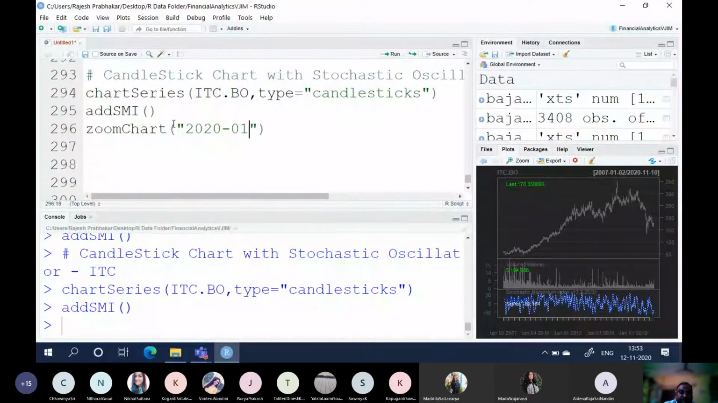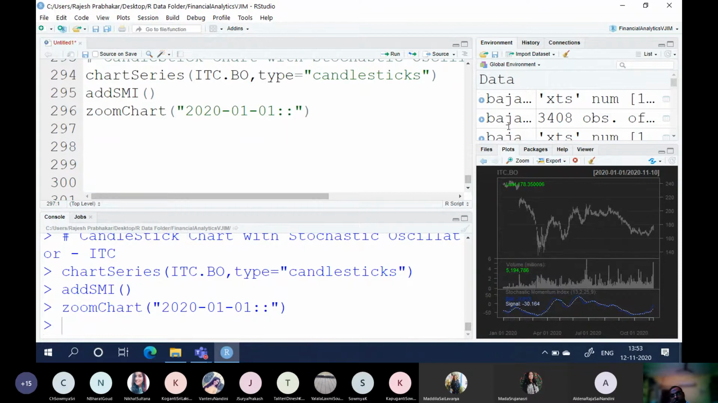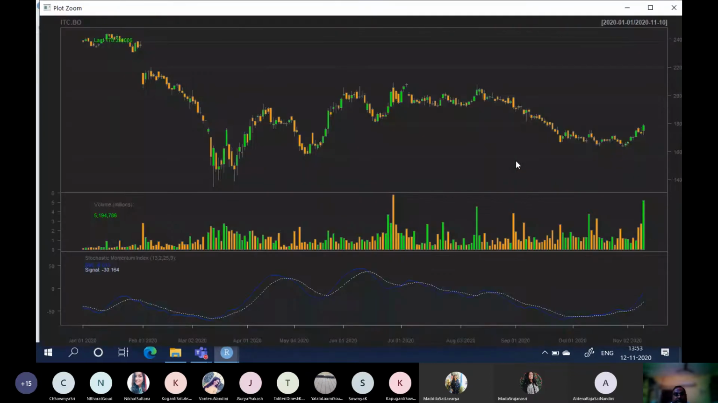2020 hyphen 1 column, sorry. Today I don't know why it is bouncing. Colon, control enter. Now you can see the lines very clearly. Please zoom the chart. If you are not able to discern, please zoom the chart. Now we can see the difference. Now the SMI line is above the signal line. So zoom the chart so that you can understand what these lines are actually doing.